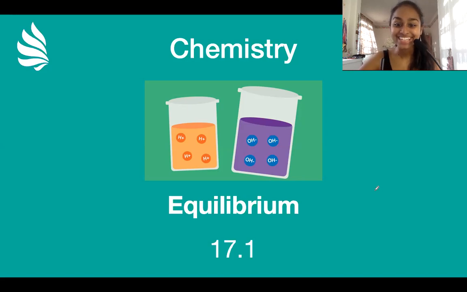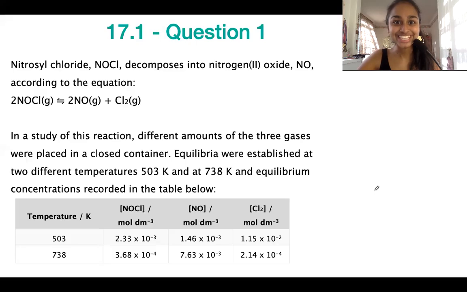Hi everyone. Today we're going to be looking at the higher level part of equilibrium, so 17.1. We're going to be working through a number of questions together alongside some past paper practice to give you an idea of some of the concepts that we encounter the most at higher level equilibrium. So let's get started then.